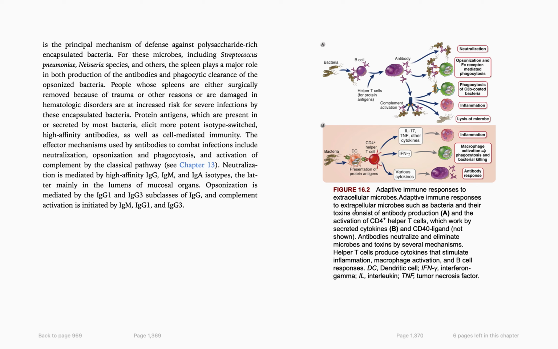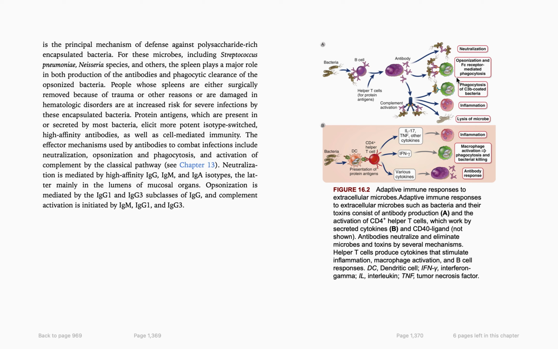This is explaining the adaptive immune response to extracellular microbes. The adaptive immune response to extracellular microbes, such as bacteria and their toxins, consists of antibody production and the activation of CD4 helper T cells, which work by secreting cytokines, B cells, and CD40 ligands, not shown. Antibodies neutralize and eliminate microbes and toxins by several mechanisms. Helper T cells produce cytokines that stimulate inflammation, macrophage activation, and B cell responses.